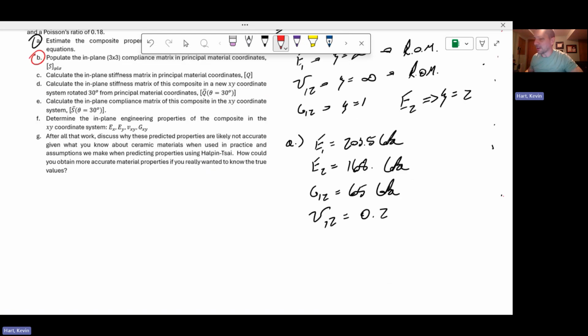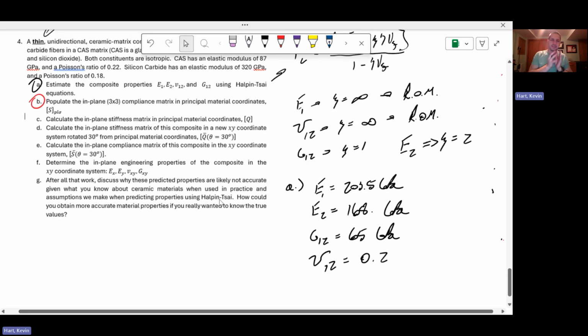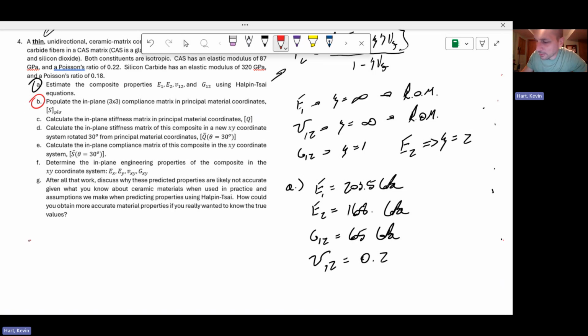Part B, we want to populate the in-plane compliance matrix in principal material coordinates. Now remember, your compliance matrix relates stress to strain. So remember exactly what that is: the strain is equal to the compliance matrix times the stress matrix. That would be in the normal condition. This is 6 by 1, 6 by 6, 6 by 1.